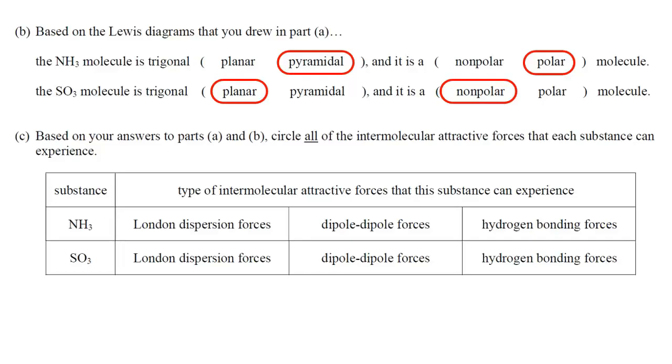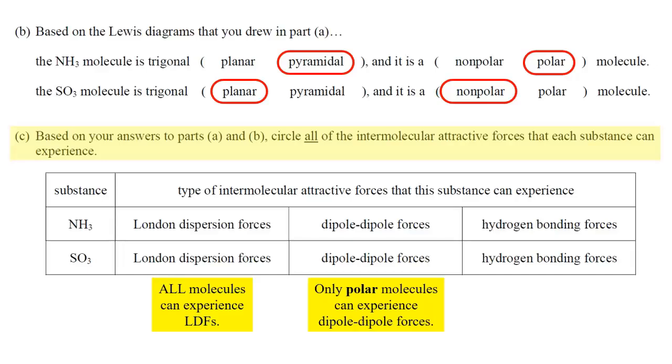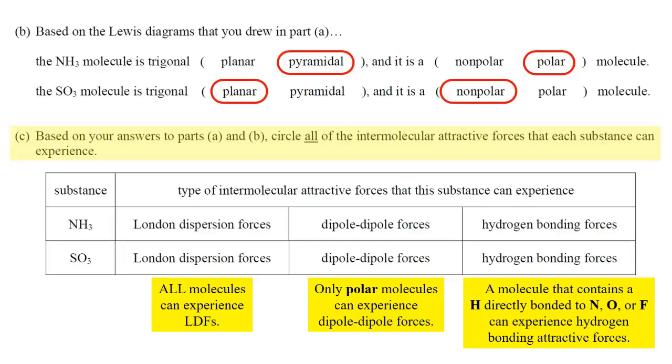So the instructions in part C say, based on your answers to parts A and B, circle all of the intermolecular attractive forces that each substance can experience. Remember, all molecules can experience London dispersion forces, whether they are polar or nonpolar. Only polar molecules can experience dipole-dipole forces. And then for hydrogen bonding attractive forces, the molecule must contain a hydrogen directly bonded to either nitrogen, oxygen, or fluorine. So with respect to the polarity, it doesn't matter if you're polar or nonpolar.